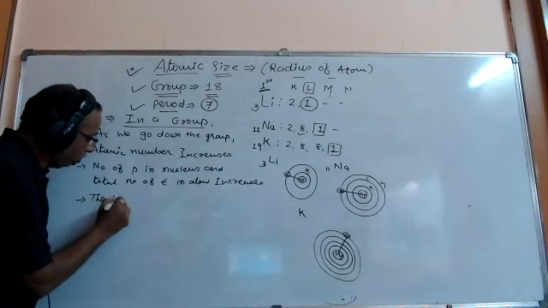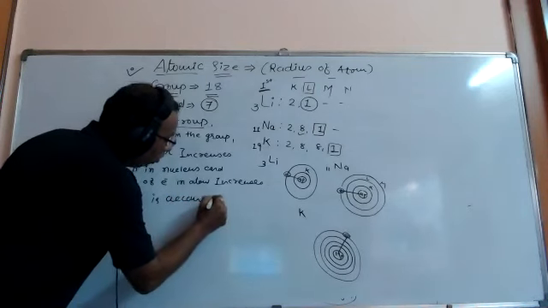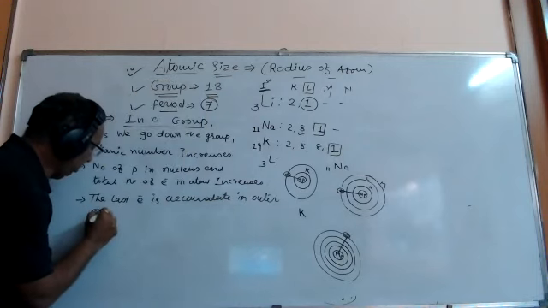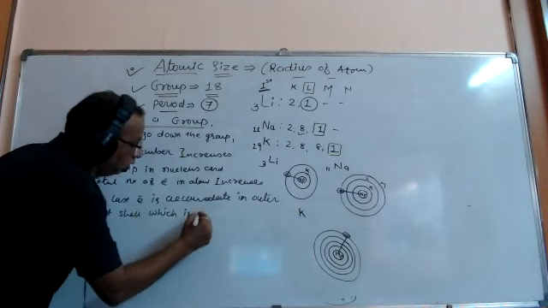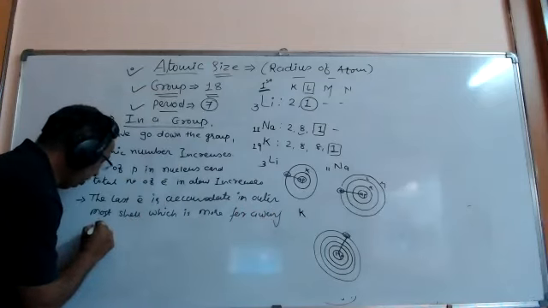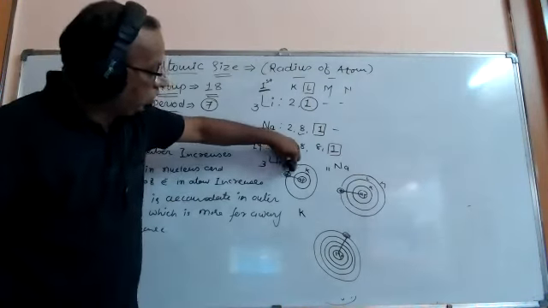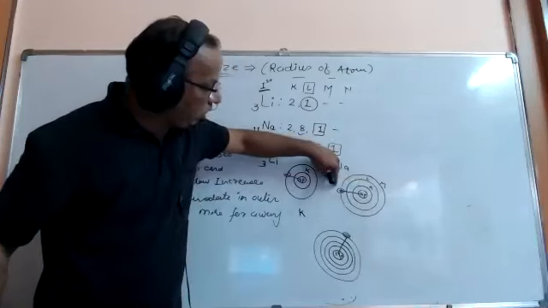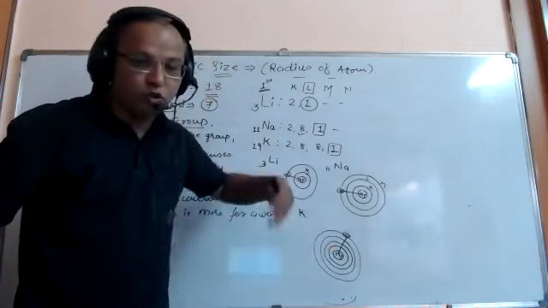The last electron is accommodated in the outermost shell, which is farther away in sequence. So it is the last electron entered in the L shell. We can say it's close to the nucleus. Here it is in the M shell, somewhat far away. And friends, here it is in the N shell, so more far away.